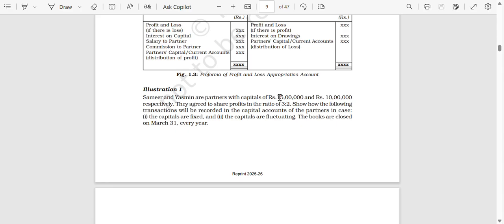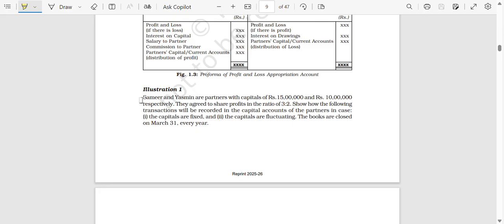So in the last video, you have seen the basic concepts, features and different types of capital accounts maintained by the partnership firm. So in this video, we will do the practical questions relating to the partner's capital account. As I have told you, partner capital account can be maintained in two ways: one is the fixed capital method and one is the fluctuating capital method. We will do the questions on how to maintain the capital account in both methods. So we'll start with illustration 1.